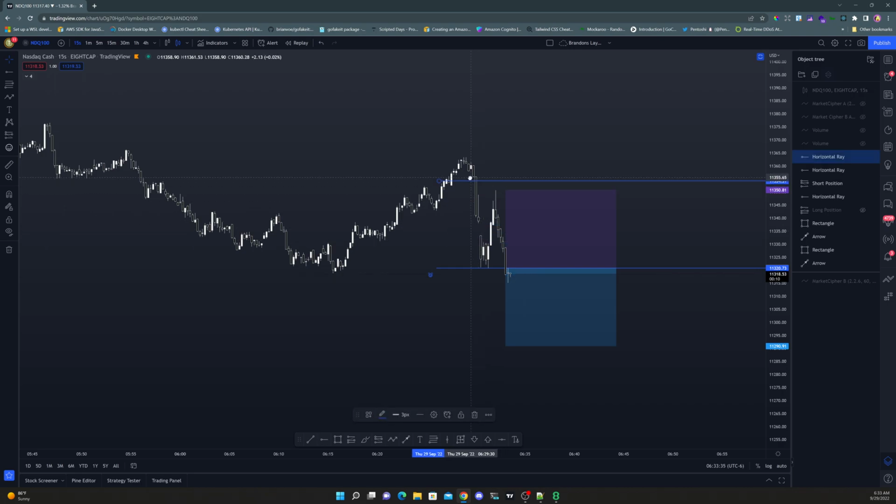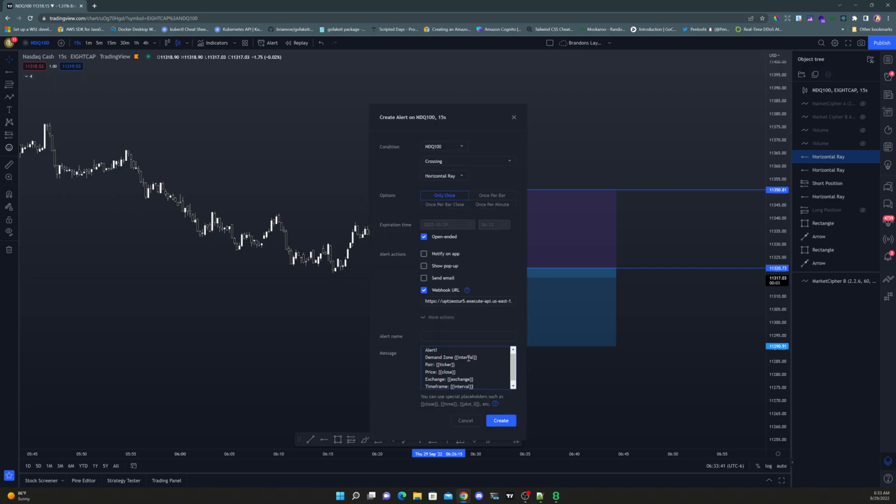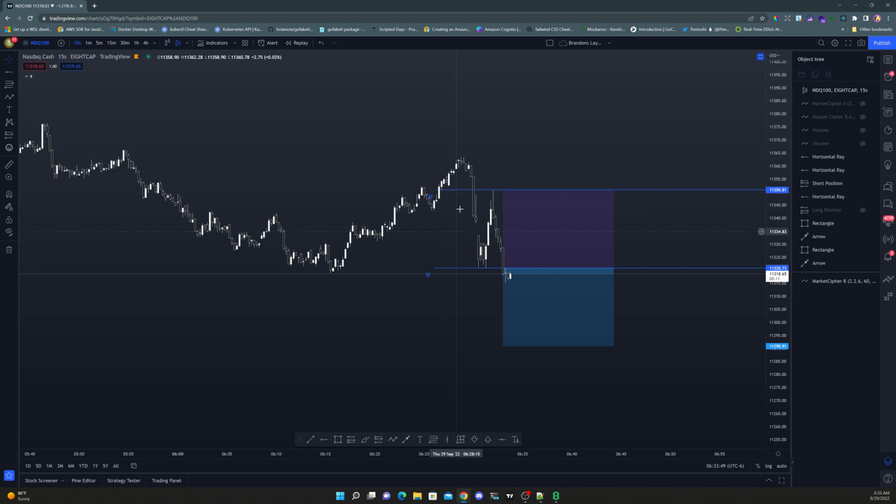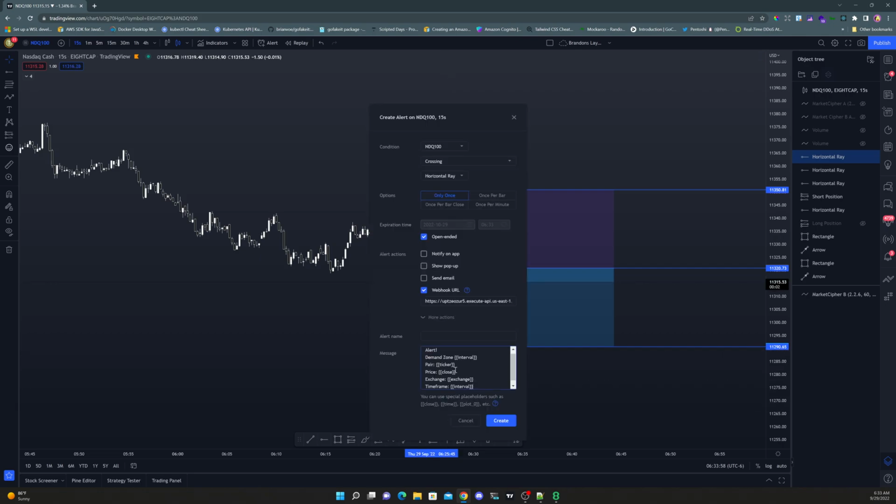Let's do that, and let's move our alert, another alert up here. Stopped out. And we'll do one more down here. And we'll say full TP.